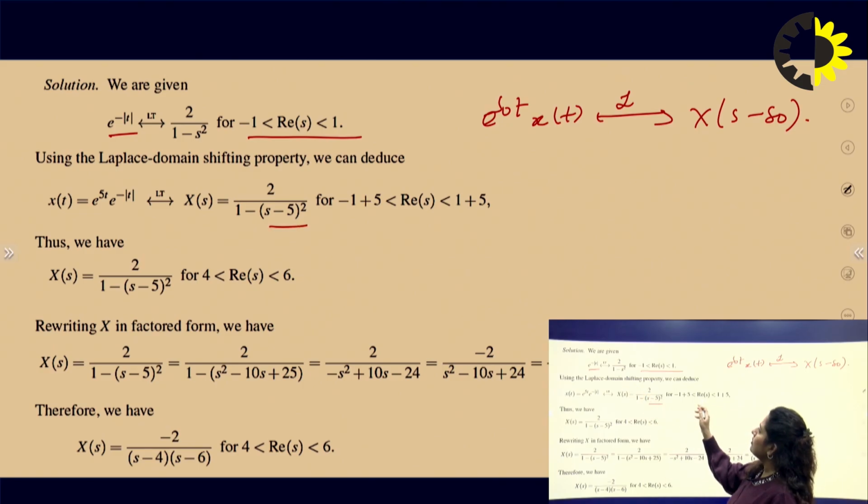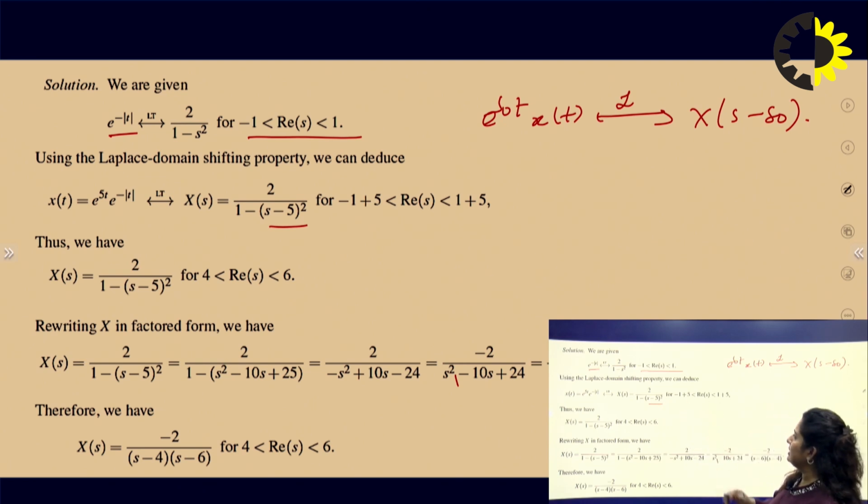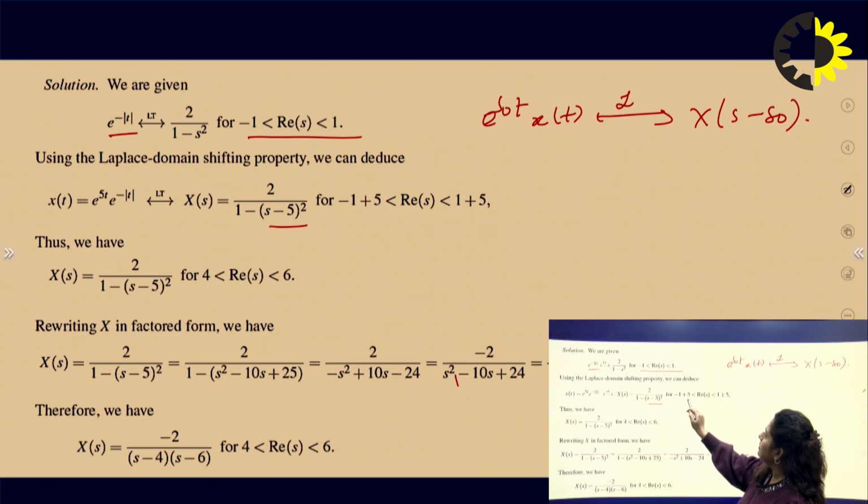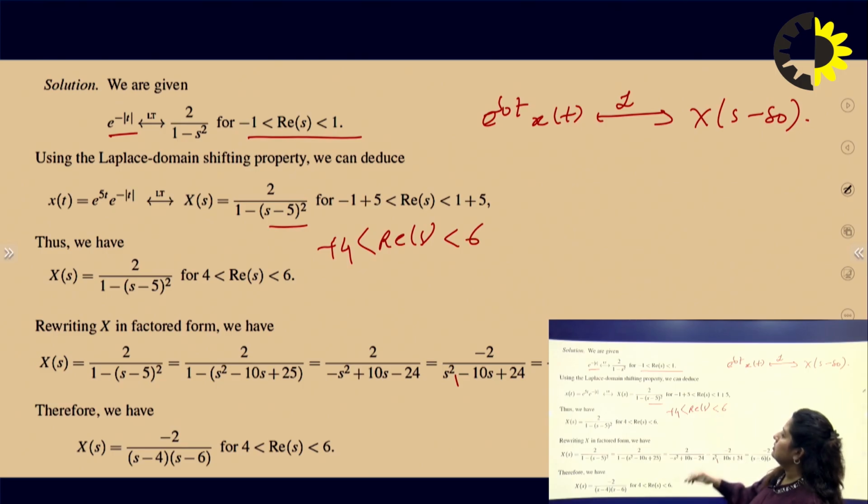For real of s greater than -1 plus 5, because there is a real part consisting of 1 plus 5 and 1 minus 5. So we have here -1 plus 5 and 1 plus 5. So the real of s belongs to greater than 4 and less than 6. So you have this type of excess.